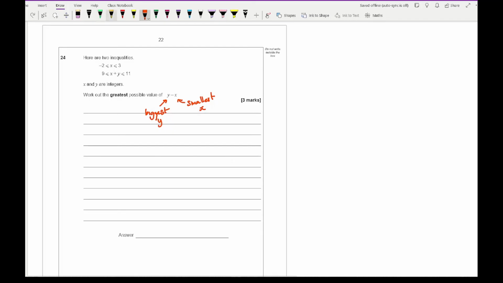Now here the smallest x, as you can see from the initial inequality, our top inequality, is going to be minus 2. And for the biggest y, in order for y to be its biggest, x needs to be its smallest. So if x was equal to minus 2, then our range would be 11 to 13. So the biggest y value is going to be 13, and the smallest x is going to be minus 2. So here we're going to have 13 minus minus 2, giving us our final answer of 15.